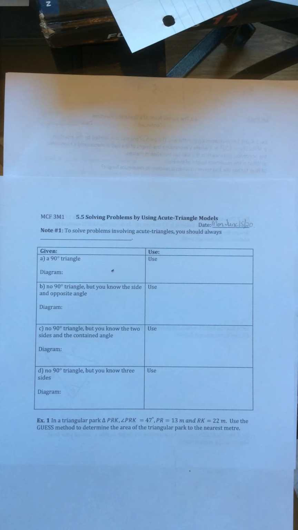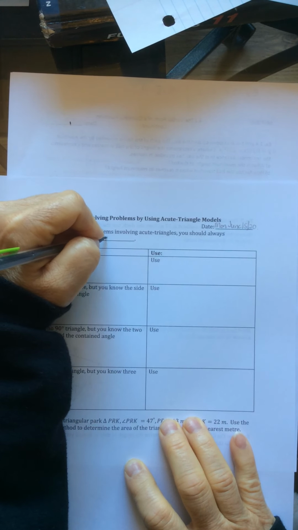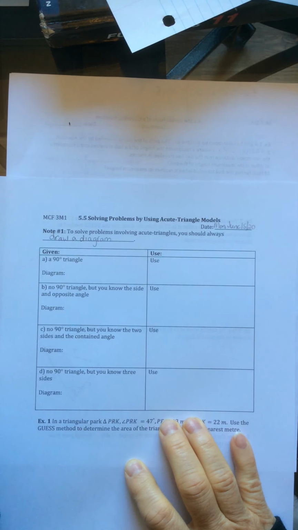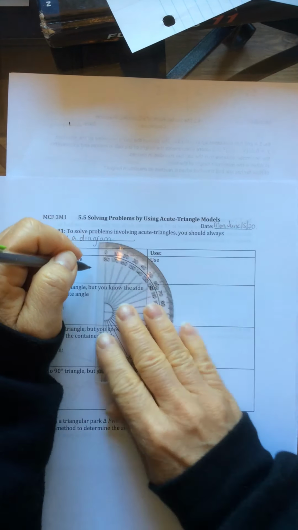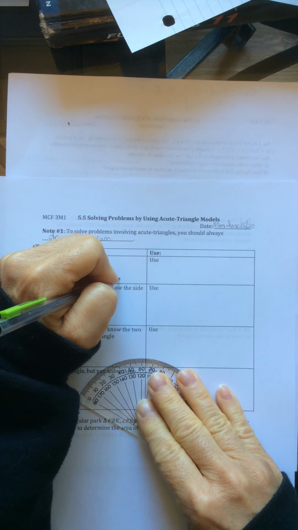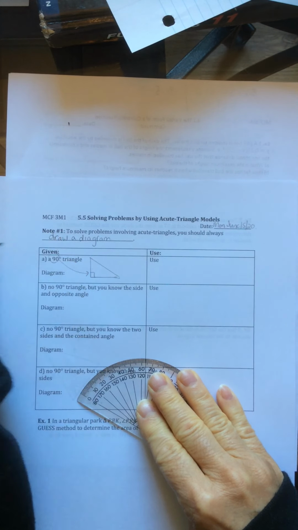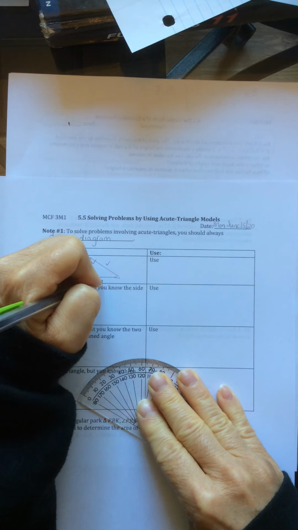Note number 1. To solve problems involving acute triangles, you should always draw a diagram. Okay. So if we are given a 90-degree triangle, the diagram could look like this. These are never to scale, right? So I need the 90-degree symbol. That's extremely important.